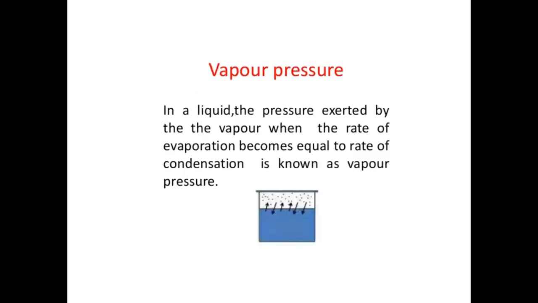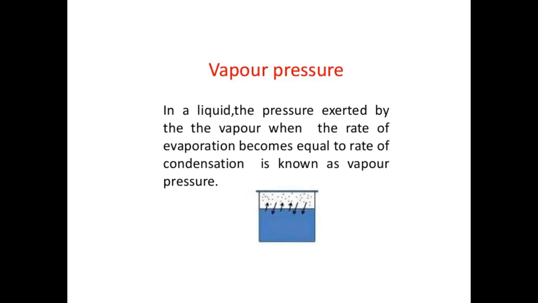In a liquid, it is the pressure exerted by the vapors when the rate of evaporation becomes equal to the rate of condensation, right? Or we can define it in another way: vapor pressure is a pressure exerted or applied by the vapors of a liquid in equilibrium with the liquid at a given temperature. Now, what are the factors on which vapor pressure depends, students?